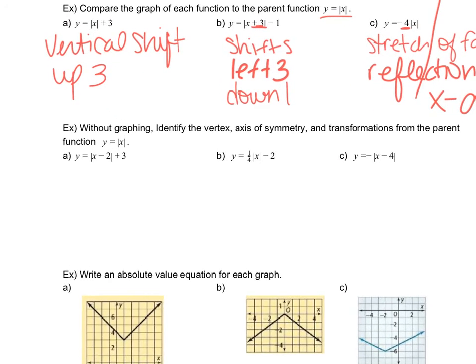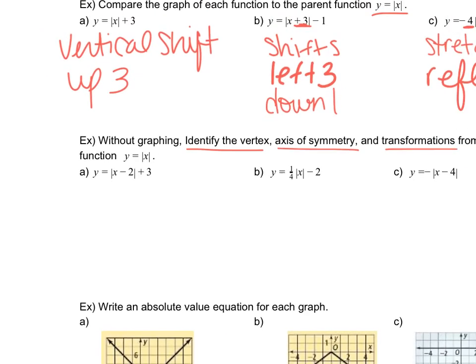All right, the next one, it says, without graphing, so we're not going to graph, identify the vertex, axis of symmetry, and transformations from the parent function. Okay, so the vertex. Let's just do the transformations first. So this is a shift of, if it's -2, go back up to your diagram if you need to, it's going to be right 2, and then the plus 3 out here is up 3.